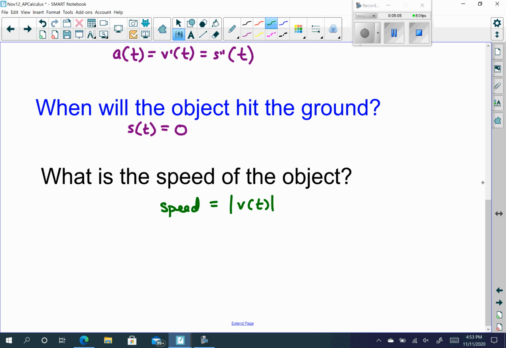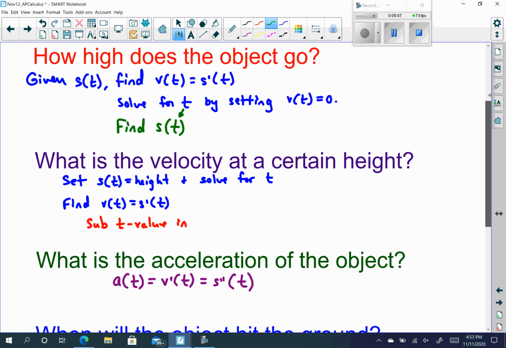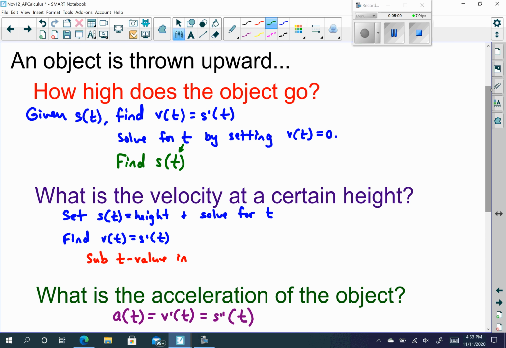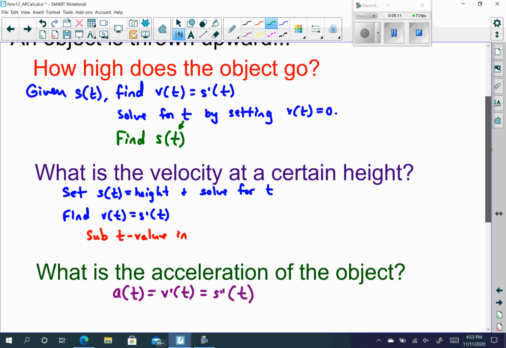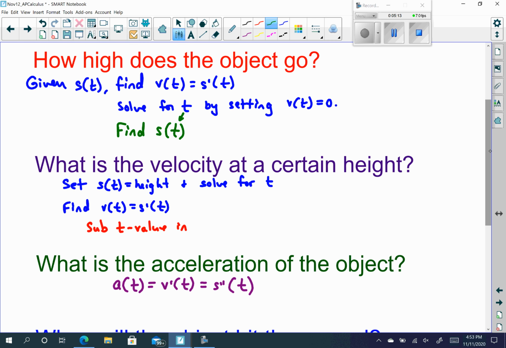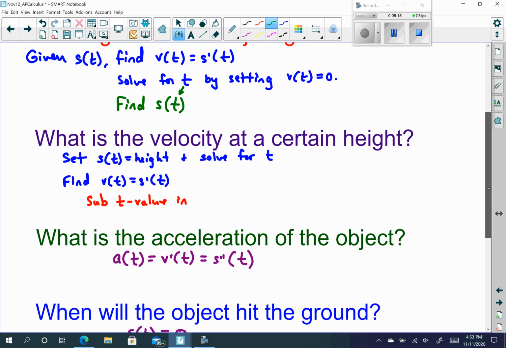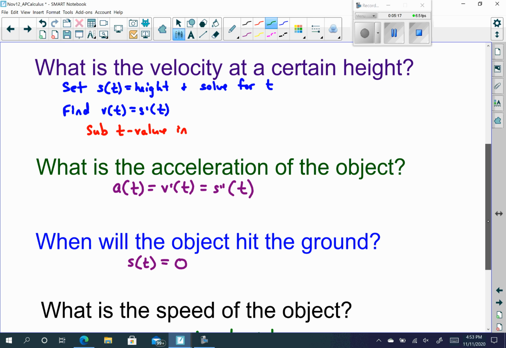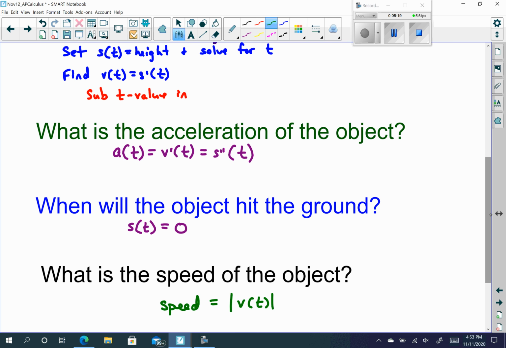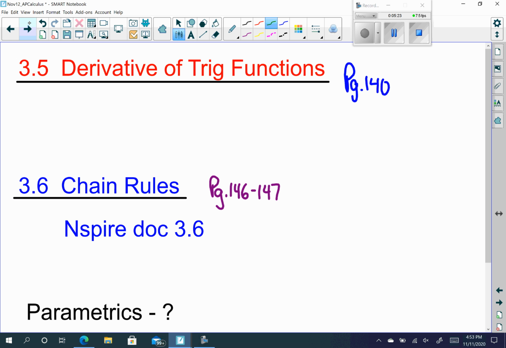All right, so just knowing those, I'm going to ask some questions as I just went over these processes here, so you might see similar questions on the test. All right, so that was just going over some things from section 3.4. So from section 3.5, knowing the 6 derivatives of the trig functions, and we go back to page 140.